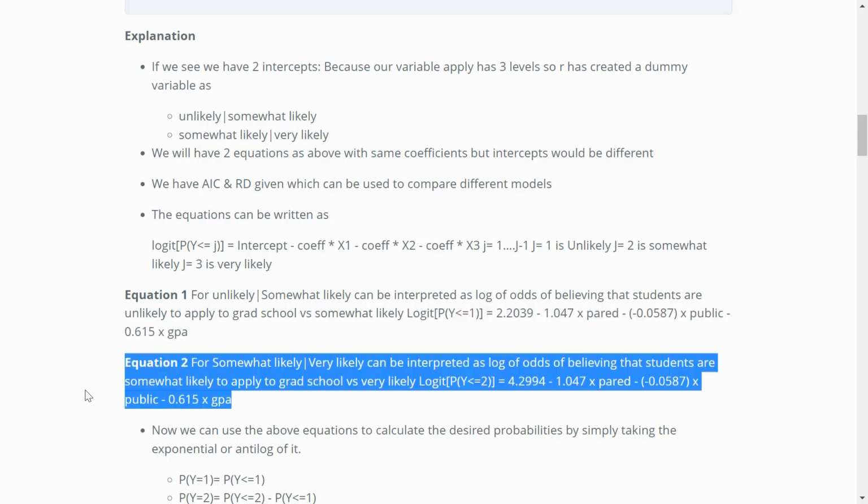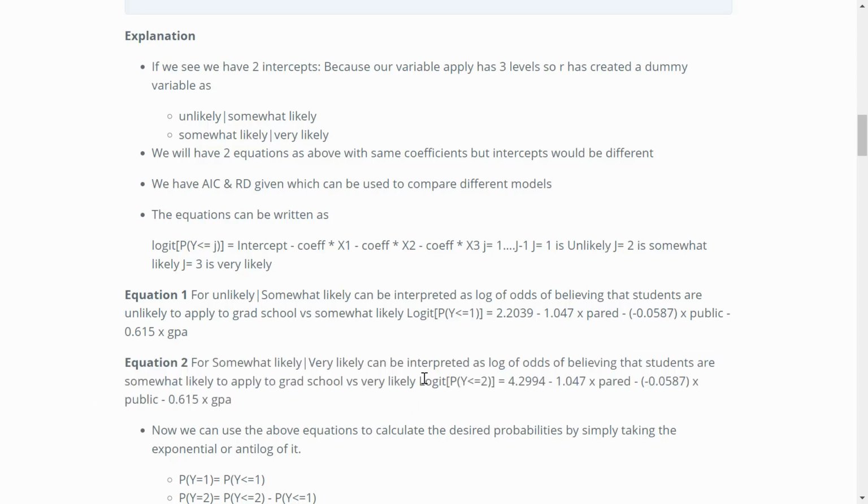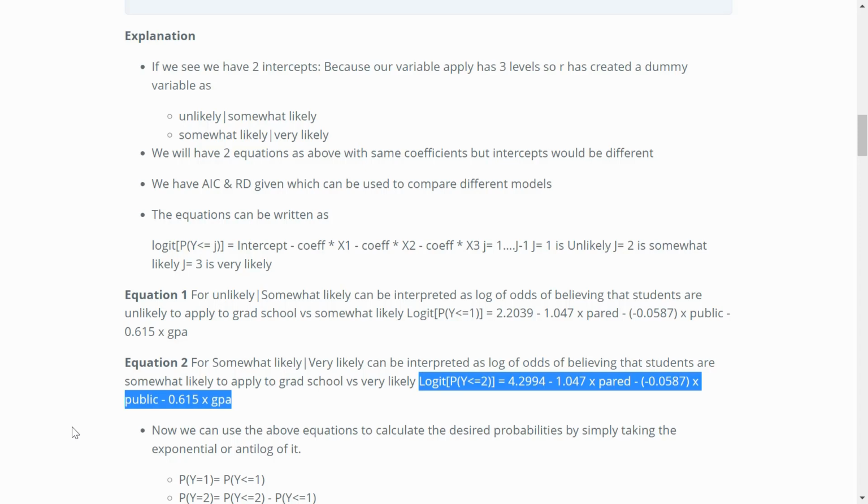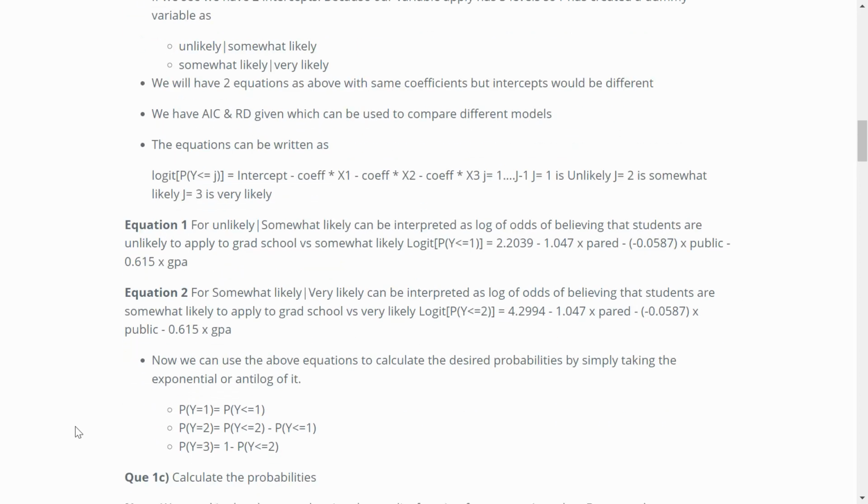Now the second equation would be for the dummy variable that has levels as somewhat likely and very likely. It can be interpreted as the log of odds of believing that students are somewhat likely to apply to grad school versus very likely. So we can write the equation as logit of the probability when y is less than or equal to 2 is equal to 4.2994, which is the second intercept, minus 1.047 into pared, minus, bracket open again, a minus sign 0.0587 into public, minus 0.615 into GPA.